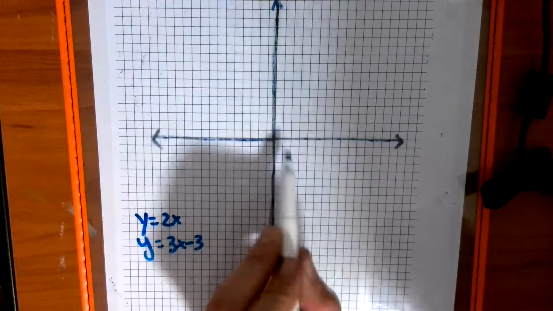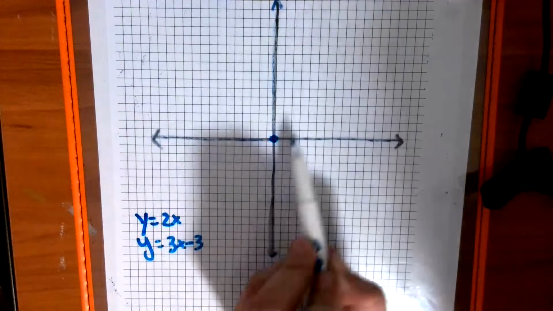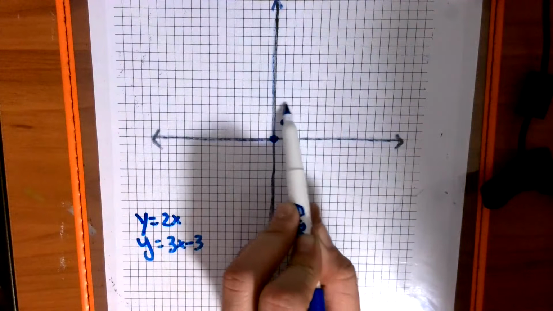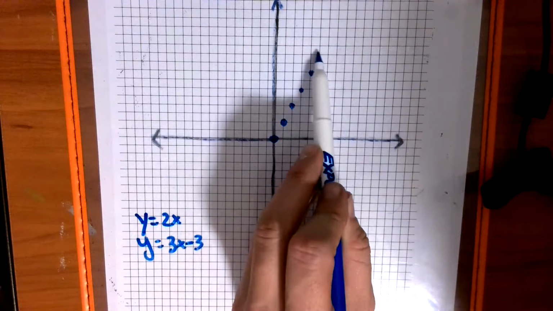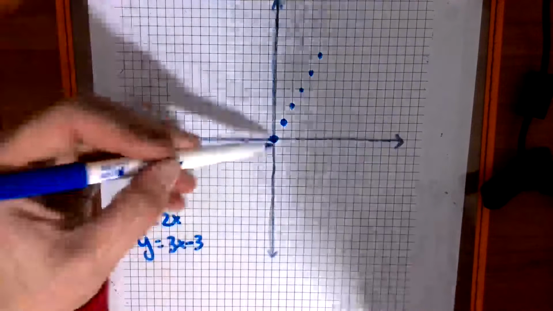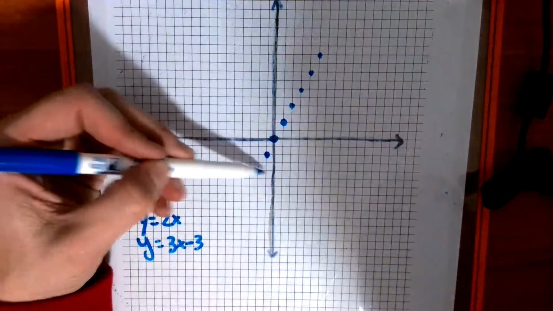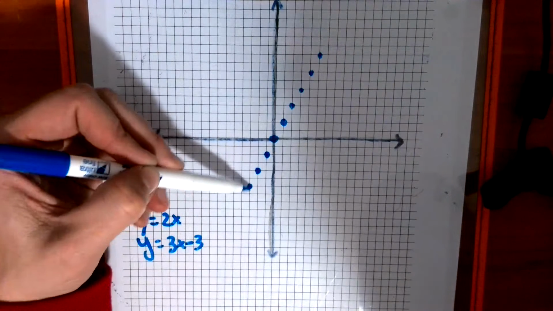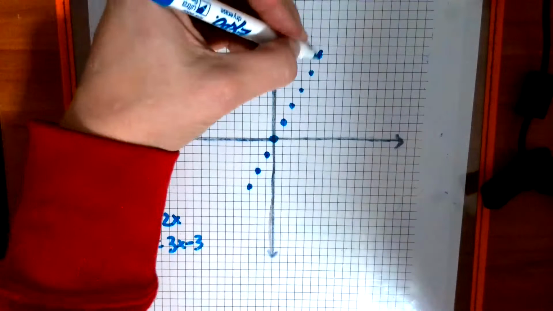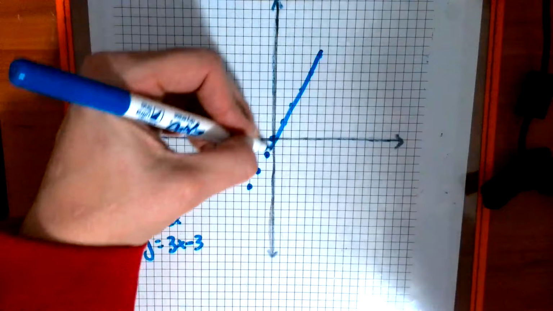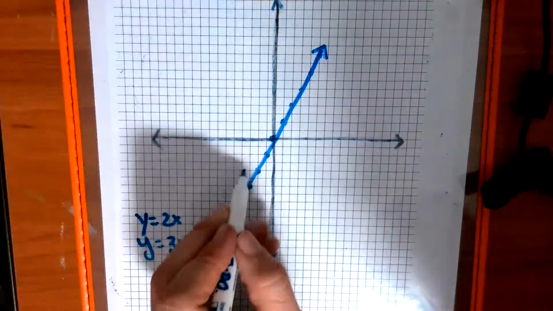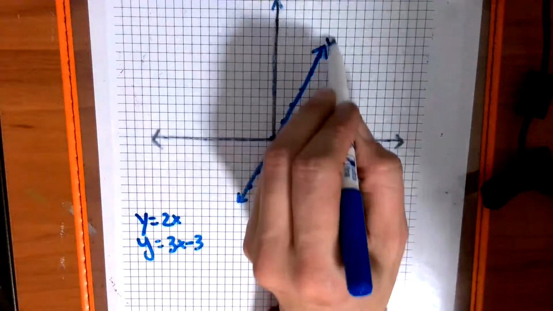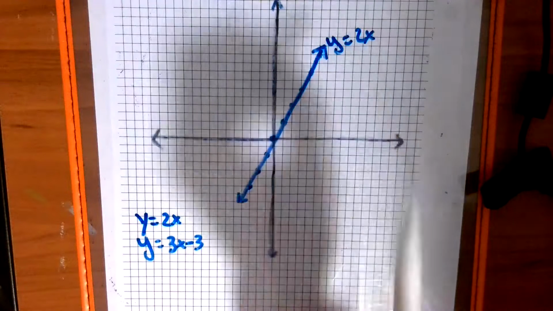This doesn't have a back number, so that means we start at 0. We're going to go up 2 over 1, up 2 over 1, up 2 over 1. And we can go down 2 over 1, down 2 over 1, down 2 over 1, so on and so forth. Nice and straight. Gotta love that sound. And that's y equals 2x.